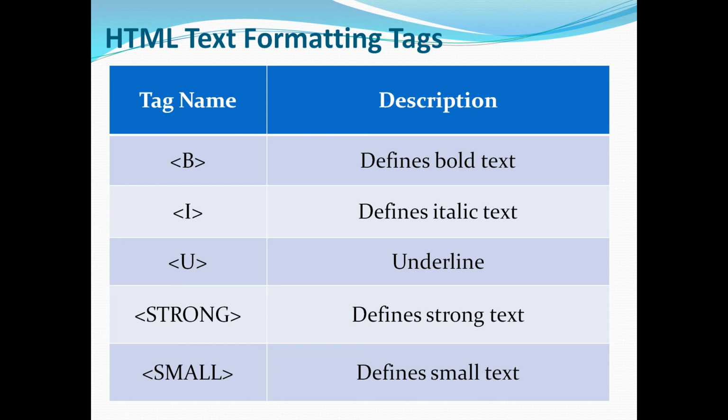If you want to display the letters in italics, we use the I tag. The next tag is the U tag, which means underline. If you want to display some data underlined, you have to use the U tag. The U tag is used for underline.